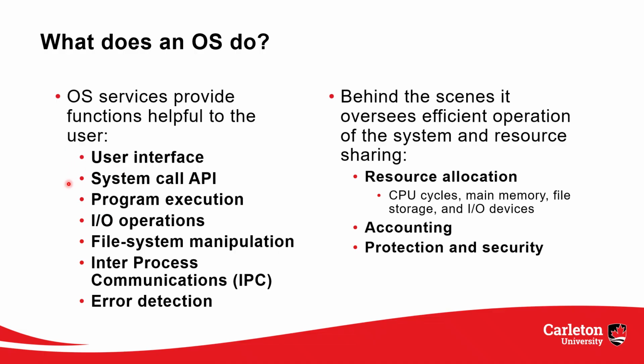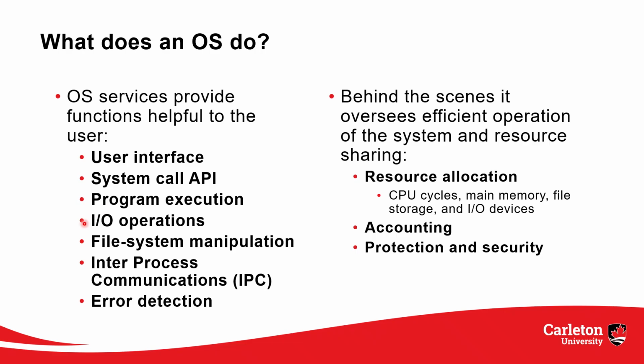We need a way in which we can interact with our OS. That's going to be our system call API. One of the main jobs our OS will do, and we'll see it's kind of the main focus of our entire course up until the reading week, is program execution. We need to be able to execute many programs at once concurrently in order to get the most out of our system. We're going to need some kind of support for I/O operations.